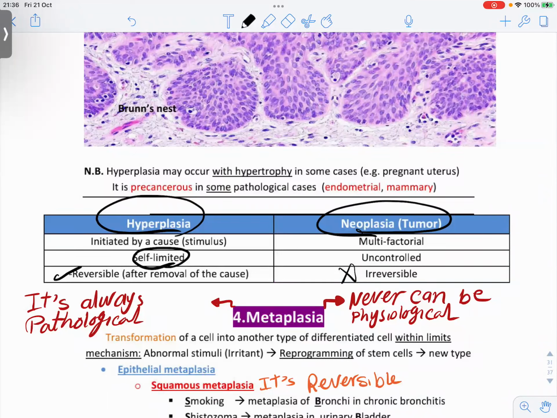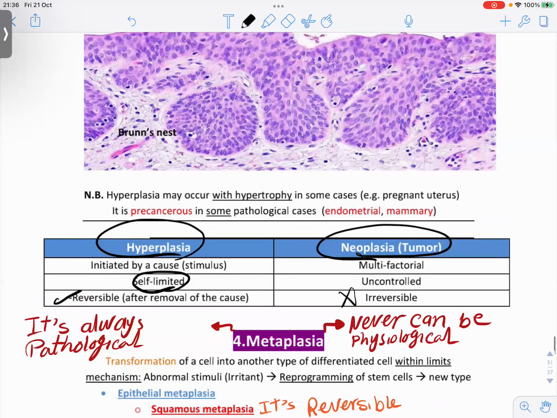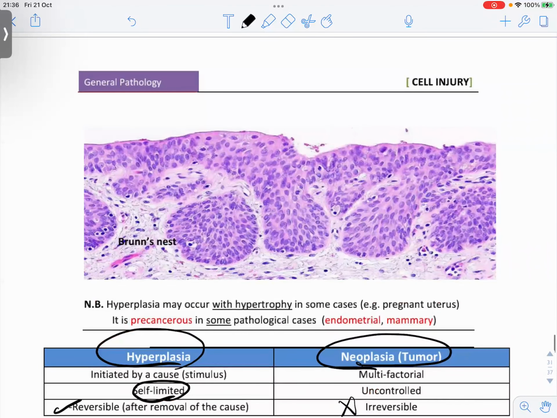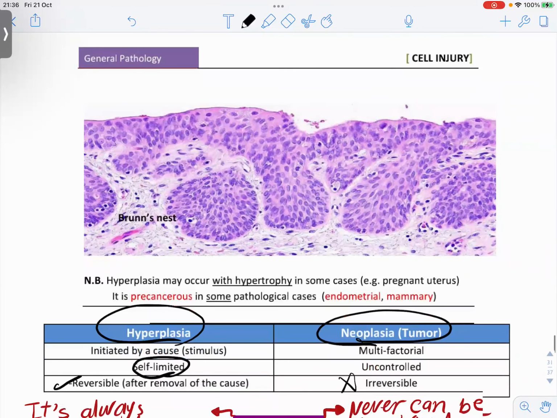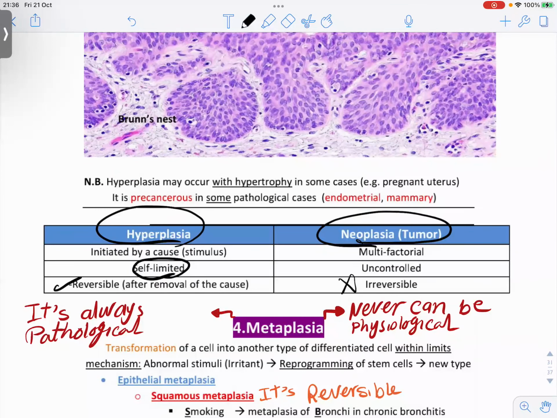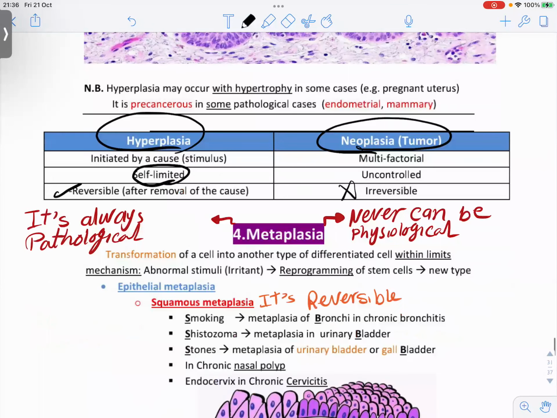Hyperplasia is initiated by a specific stimulus, the abnormal stimulus which causes the cell to get hyperplasia. But in cancer, you have a lot of factors which can play a very important role to get cancer. And we will study the oncology chapter, the cancer chapter, in detail. Okay, metaplasia.